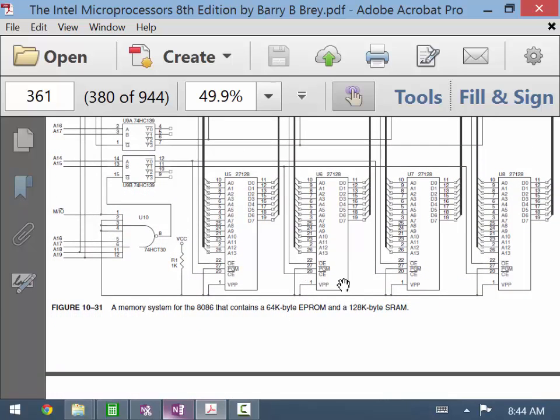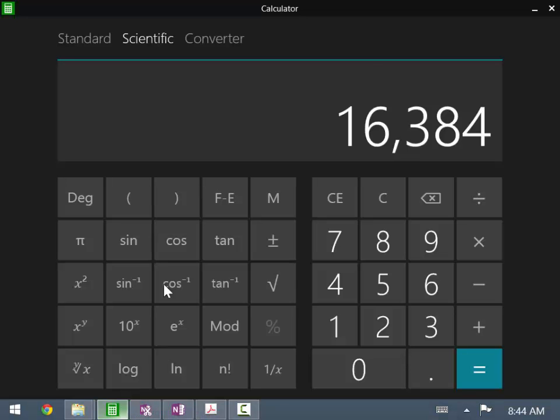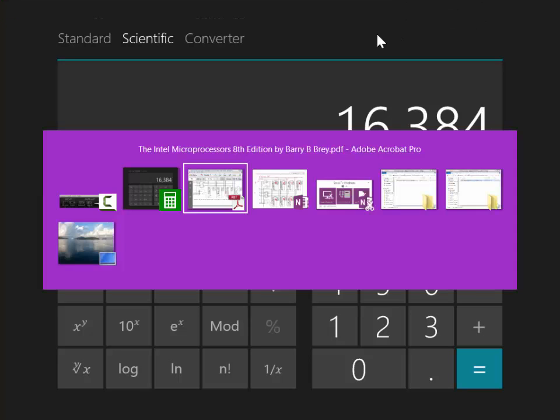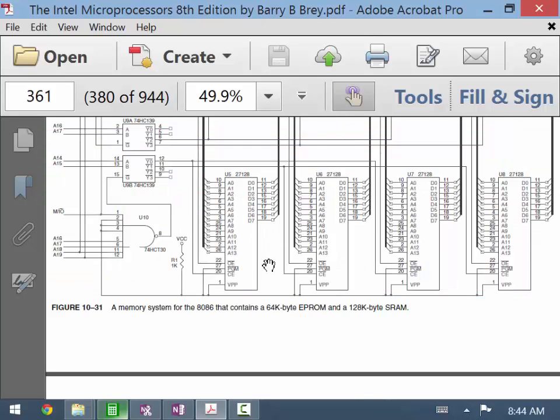So when we look at a ROM right here, we've got 4 ROMs that are each 16K ROMs, right? As we went back and looked at our address, they're each 16K right there. But it's set up so that these two will make up 32K, or 16K by 8, and this will make 16K by 8. So it tells us that we've got 64K bytes of EEPROM. That doesn't tell us the configuration.